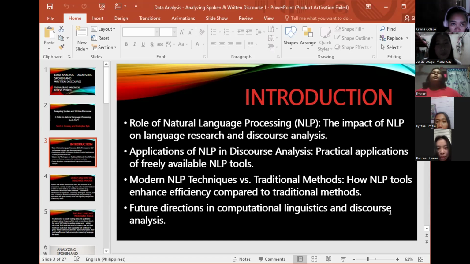We are going to compare what makes the NLP tools more advantageous than using the traditional methods. Also, future directions in computational linguistics and discourse analysis. This will be reported by one of my teammates.